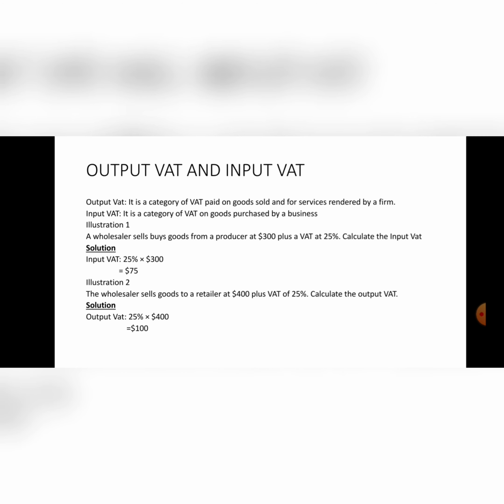So illustration 1. A wholesaler buys goods from a producer at $300 plus VAT at 25%. Calculate the input VAT. It will be 25% of $300, and that will give you $75. Illustration 2. The wholesaler sells goods to a retailer at $400 plus VAT of 25%. Calculate the output VAT. The output VAT will be equal to 25% of the $400, which is $100.